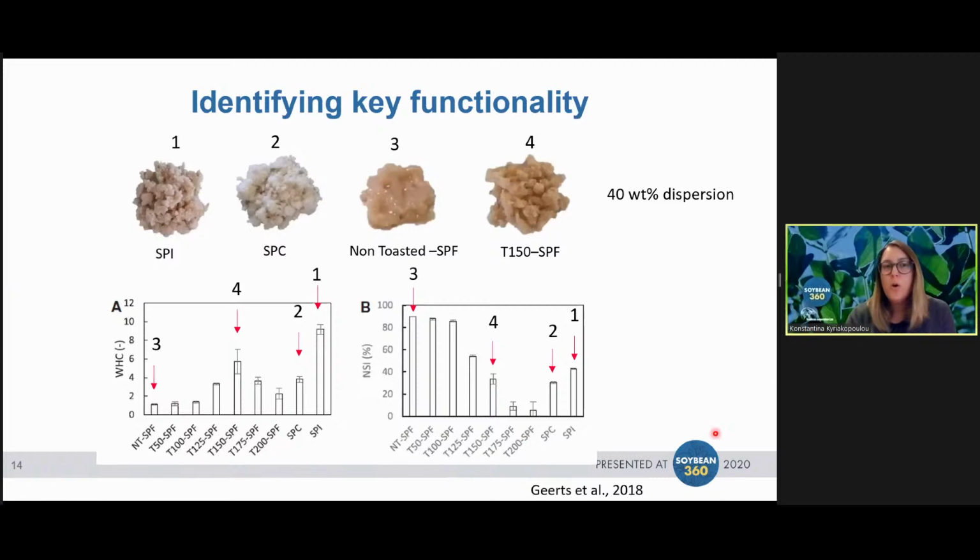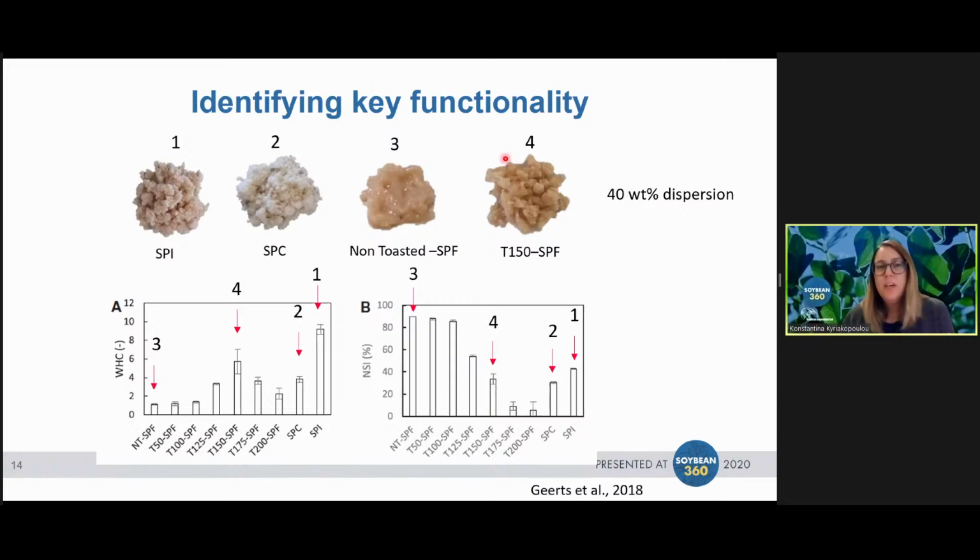Already by mixing the ingredients with water, we could see some differences. You can see how the soy protein isolate behaves, and the concentrate. The non-toasted one was more like a gooey dough instead of a crumbly dough, but the toasted one resembled the soy protein concentrate very well.